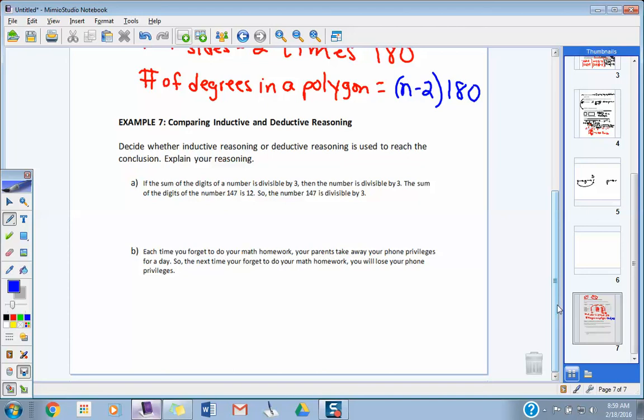Okay? So they're giving you a fact. They're saying, if you add all the digits up and the sum is divisible by 3, then the original number is divisible by 3. They gave you a fact right there. So what kind of reasoning is that? Deductive.